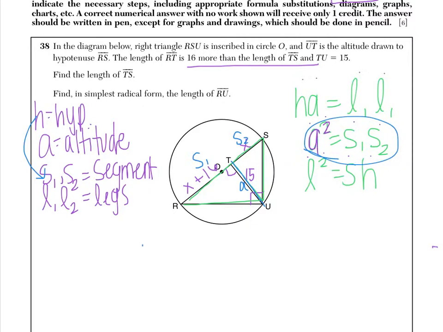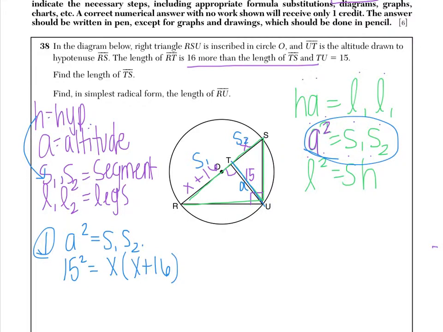So we're going to start plugging in. We have step 1, A squared equals S1, S2. So we have 15 squared equals X times X plus 16. So now we're going to factor. We're going to figure out what 15 squared is, which is 225. And it's equal to X squared plus 16X.